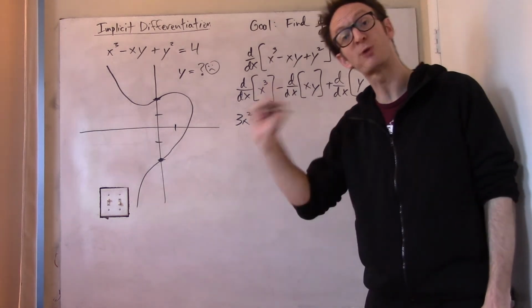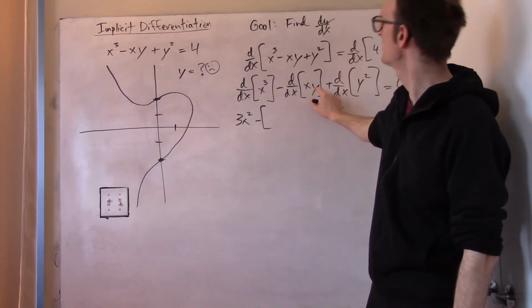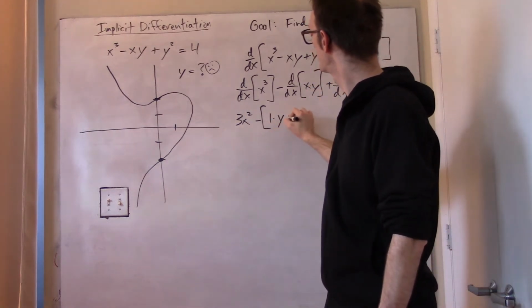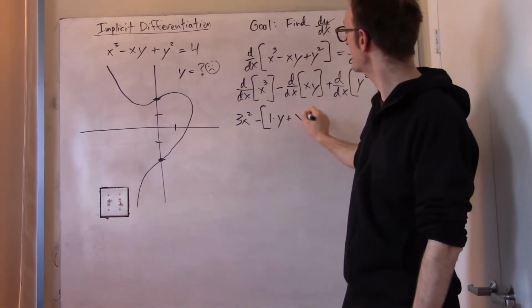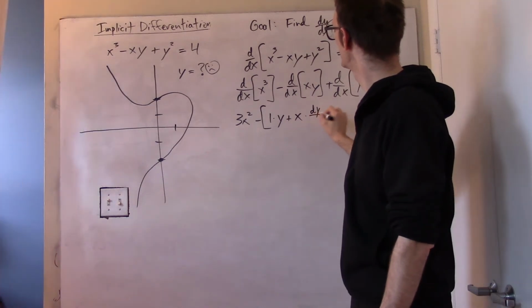So we now do the product rule. The product rule says that if you're taking the derivative of the product of two things, it's the derivative of the first one, which is 1, times the second, plus the first, x, times the derivative of the second. And the derivative of y is dy dx.